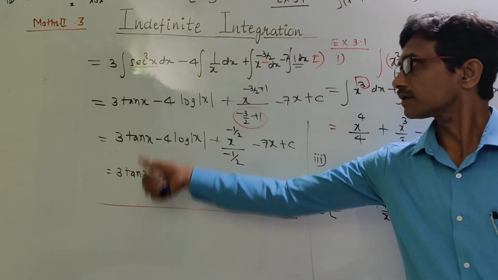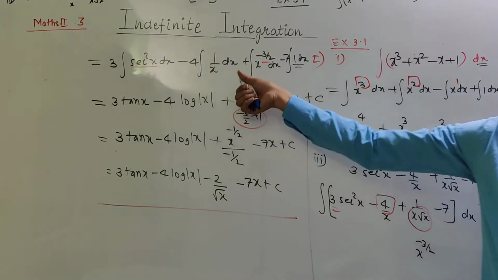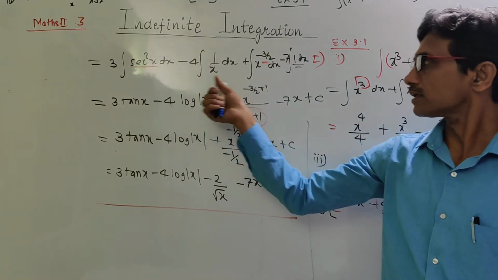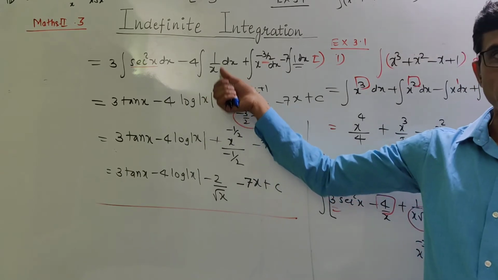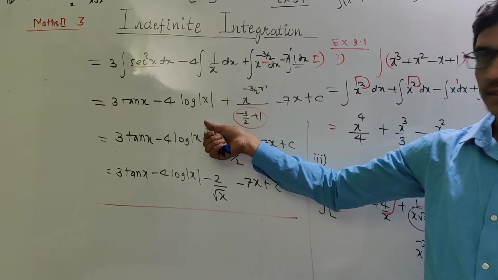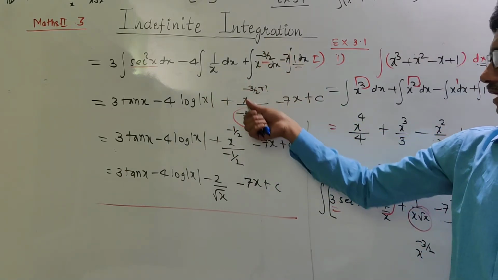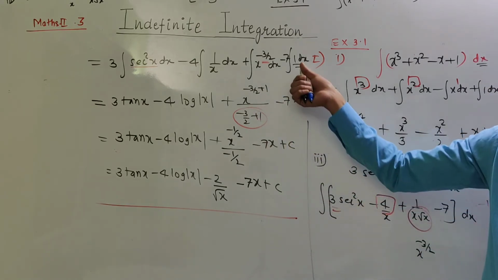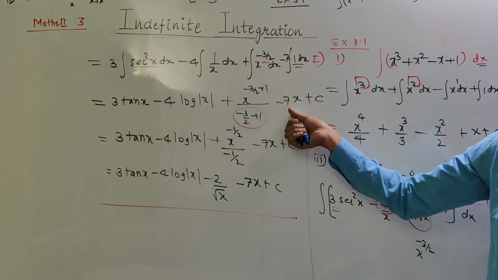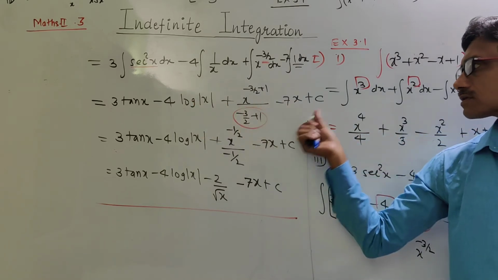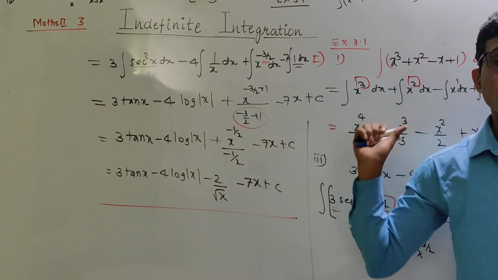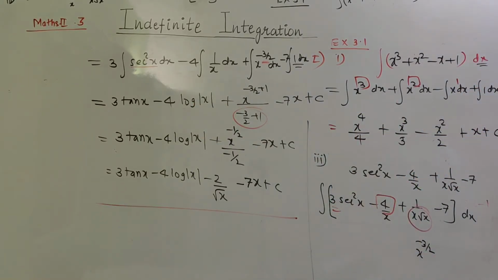Separate the integral. We use basic formula that sec square x integration is tan x, dx upon x, that is log of x, x raised to power n plus 1 upon n plus 1, this 1 dx is x, and for all these together once we will write the constant of integration c. C is the constant of integration.